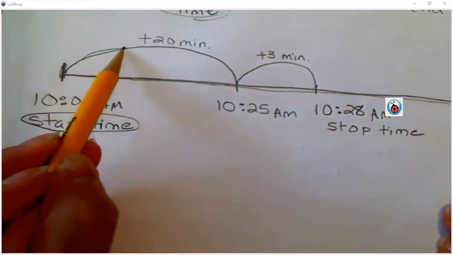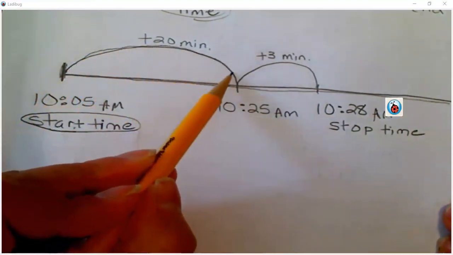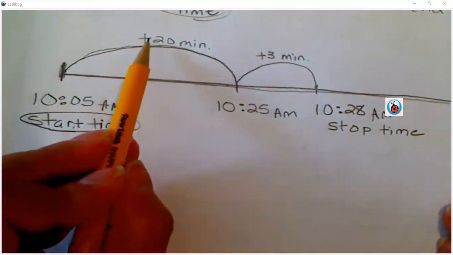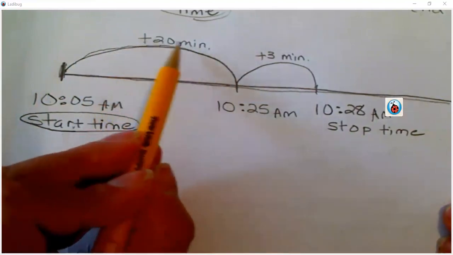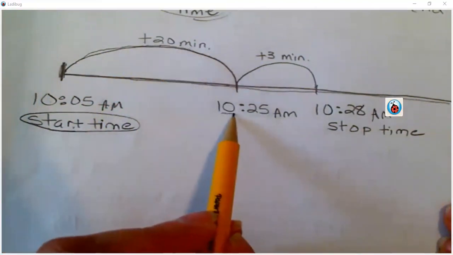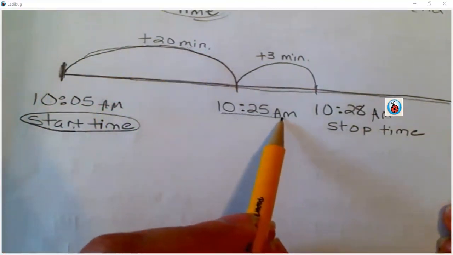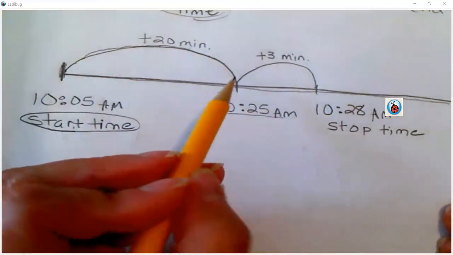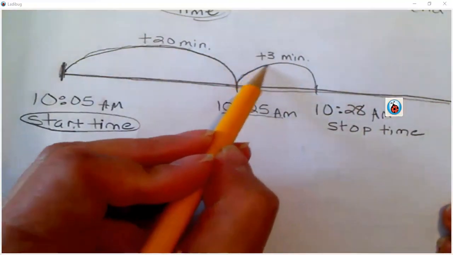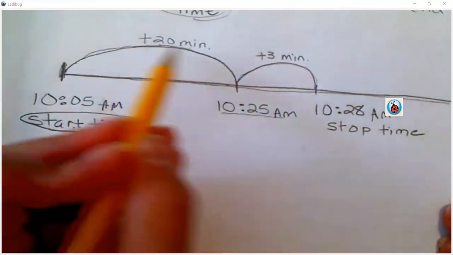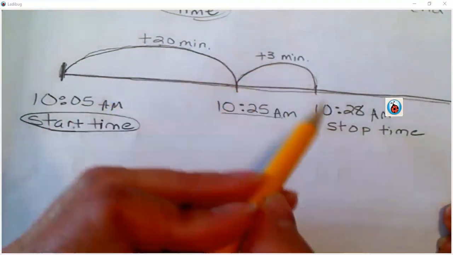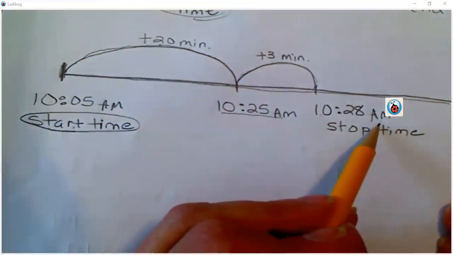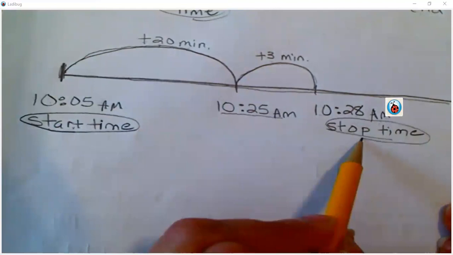I'm going to jump 20 minutes first. And I even write on the top of there so I know what I'm doing. I'm adding 20 minutes. I'm jumping up 20 minutes, and then I get to 10:25 a.m. And it was 23 minutes that Ben was riding his bike. So I'm going to add 3 more minutes to that because 20 plus 3 is the 23. And I end up at 10:28 a.m. Okay, that's my stop time.